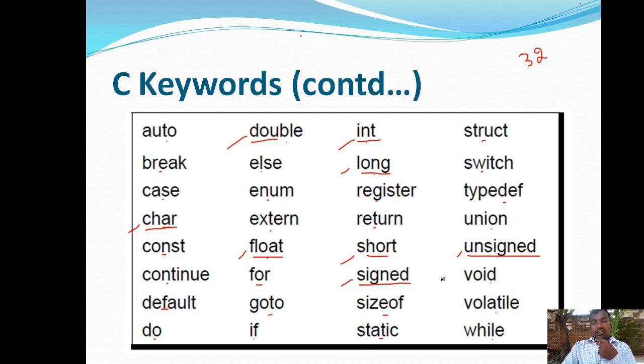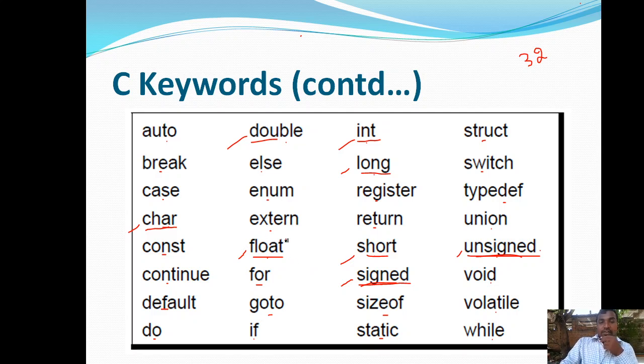If you want to handle positive as well as negative numbers, you can use signed, so the C compiler will count the sign of the number. Unsigned means irrespective of the sign. For example, unsigned int is integer data that can accommodate only positive numbers, so it cannot accommodate negative numbers.